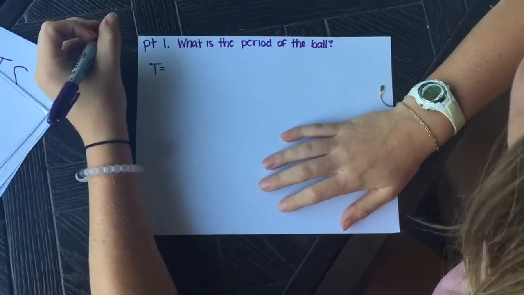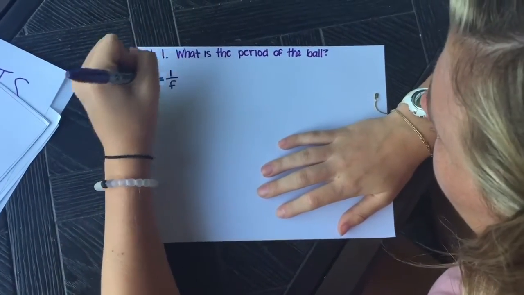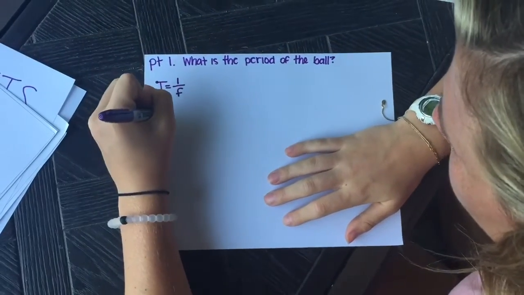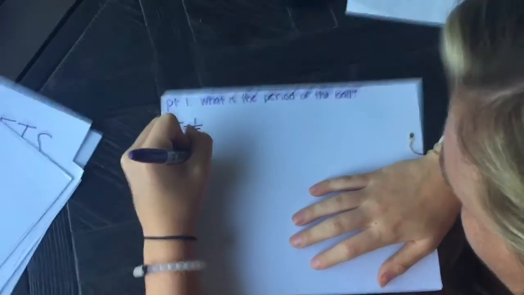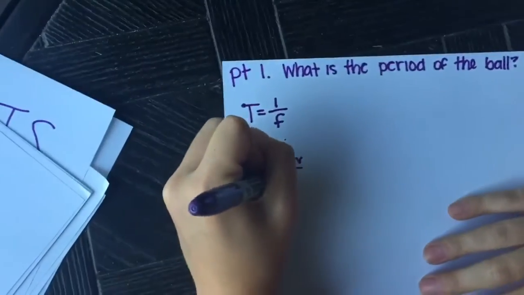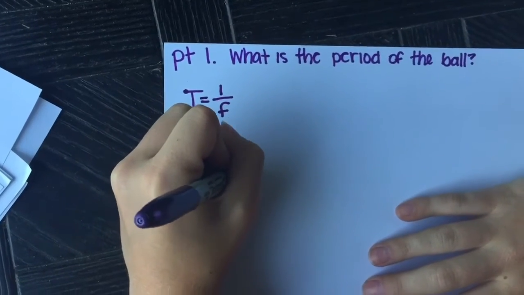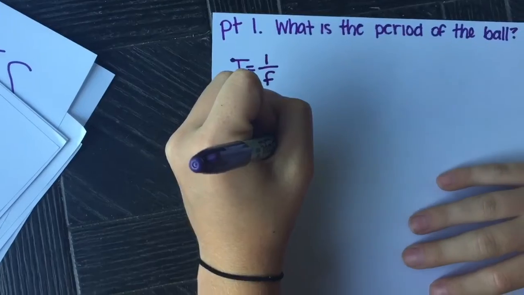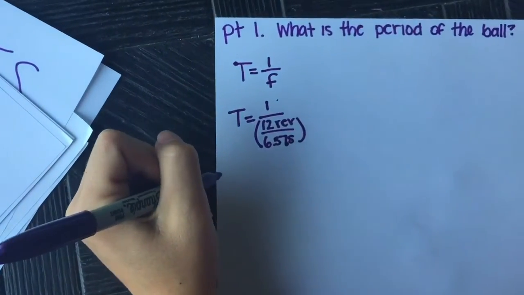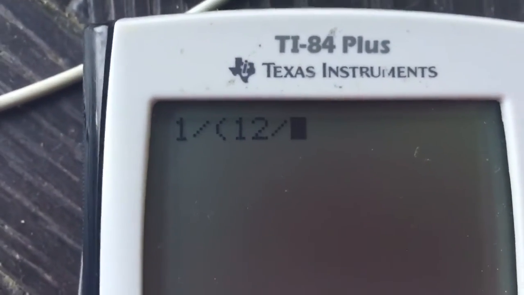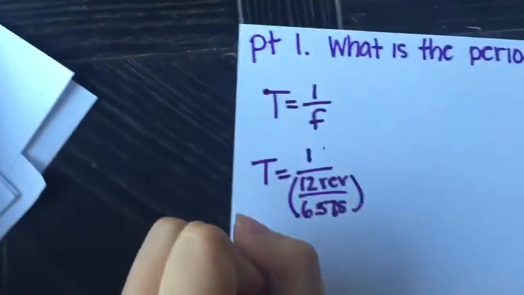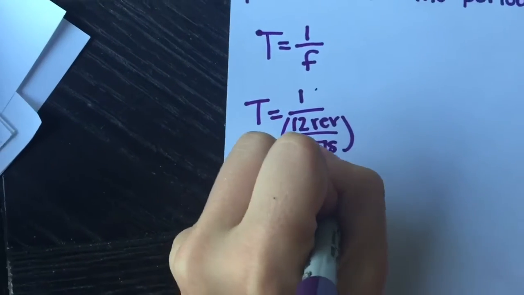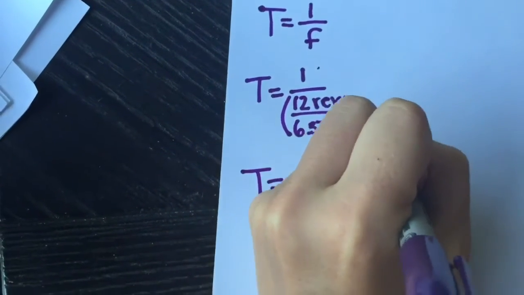The question is, what is the period of the ball? To find the period, I use T equals 1 over F, F standing for frequency. I plugged in T equals 1 over 12 revolutions divided by 6.37 seconds. I then went over to my calculator and plugged in 1 divided by 12 revolutions divided by 6.37 seconds and got 0.53 seconds. You rounded to 2 decimal points.